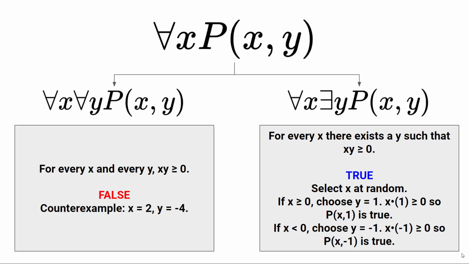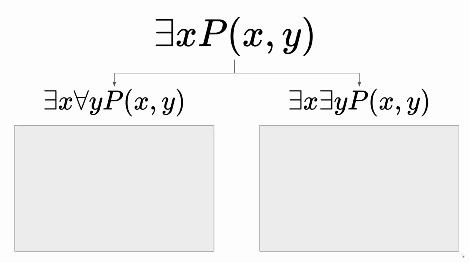What would happen if we had existentially quantified the x earlier instead of universally quantifying it? Well, we'd still need to quantify the y variable to end up with a fully determined proposition, and there are two ways to do that. You could have there exists an x such that for every y, P of x,y is true, and you could have there exists an x and there exists a y such that P of x,y is true. Now pause the video and see if you can determine which, if either, of these two statements is true.